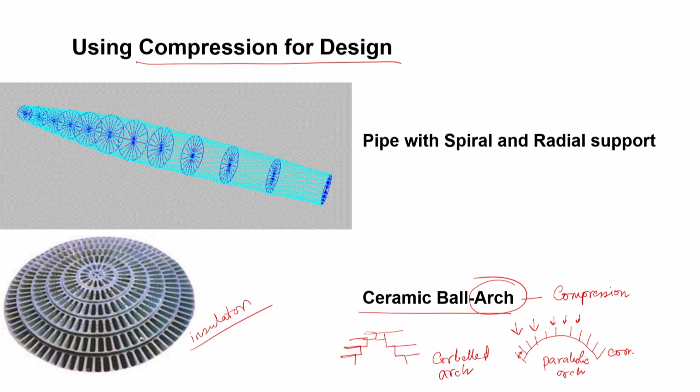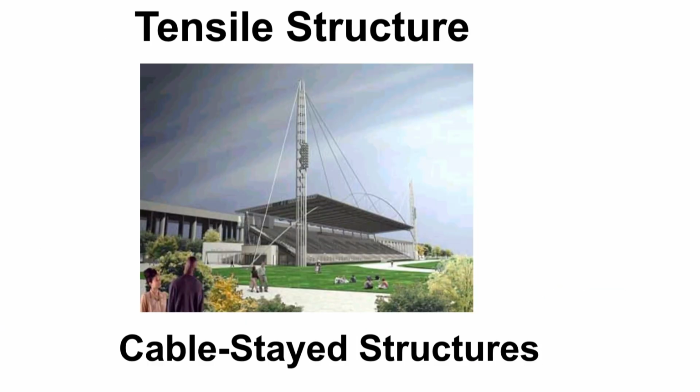So, compression is the essence of an arch, and taking inspiration from that, this insulator is designed in the form of a spherical arc system, which is also known as a ball arc system. So, this is where compression is used heavily. Now, there are designs where tension also is used heavily.